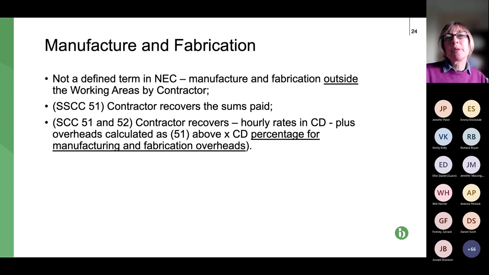It's relatively simple in that the contractor recovers the sums paid for the offsite manufacture and fabrication. But of course, that's not going to cover any overhead, profit, etc. So again, in the contract data part 2, contractors and subcontractors need to include a percentage, and it's a percentage of the cost of whatever has been manufactured or fabricated, to cover the overhead and profit, effectively the percentage. Next slide, please.